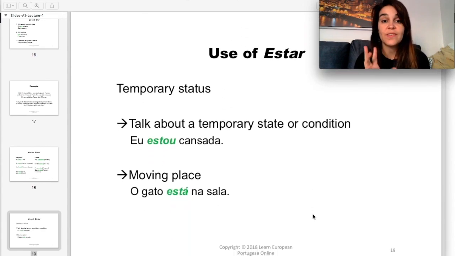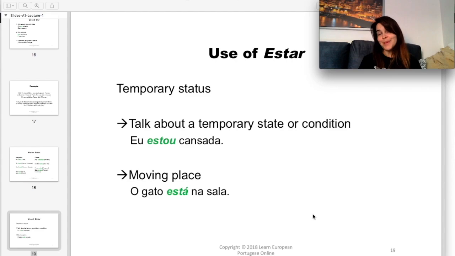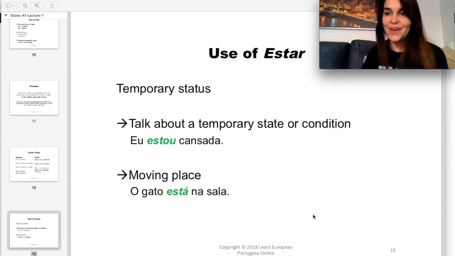So this is for temporary things. Remember the ser was for permanent, this one is for temporary. So things that can change much more easily. So for example, to talk about a temporary state or condition, you can say, for example, eu estou cansada. At the end of this video, maybe I will be, I don't know. Eu estou cansada means I am tired.